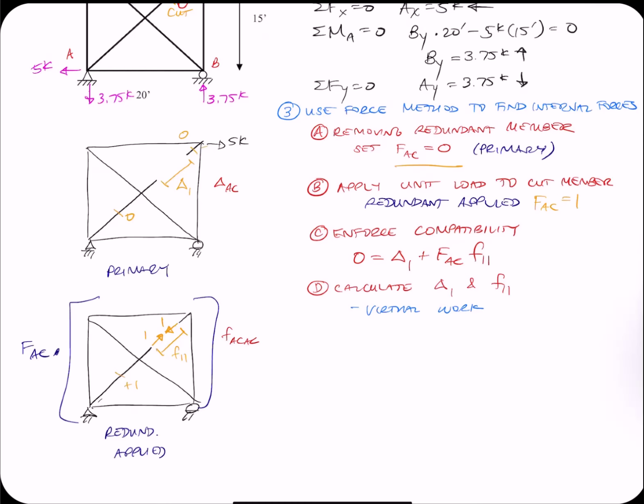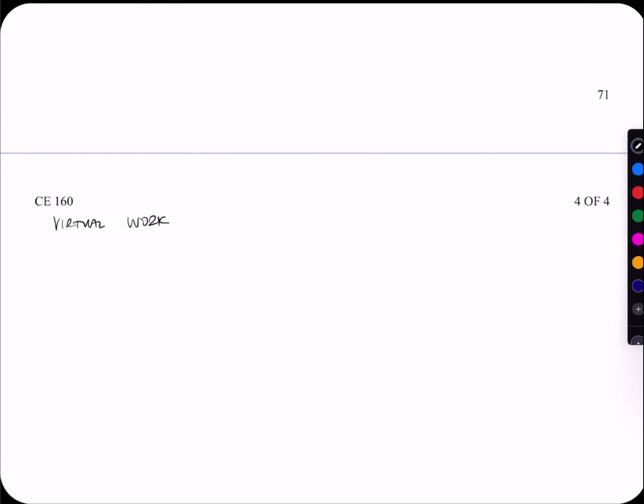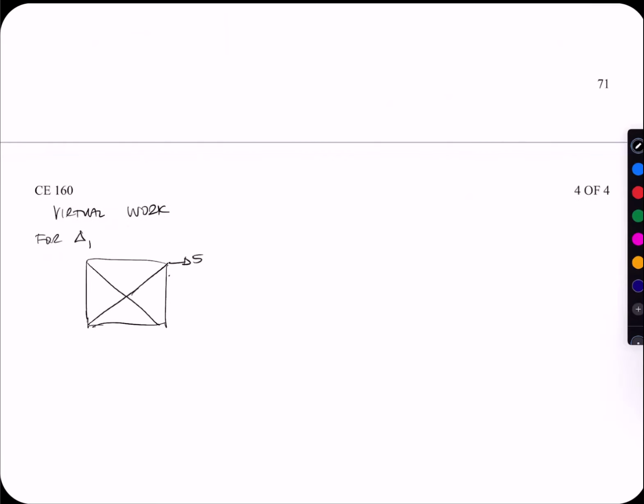When I'm doing delta 1, my primary is the real structure because that's where I see delta 1. Just like we saw with the externally indeterminate, our primary is our real structure for delta 1. We can just draw that member as is. We know it's a 0 force member because we've cut it. Pin and our roller. This looks just like our primary structure for delta 1.